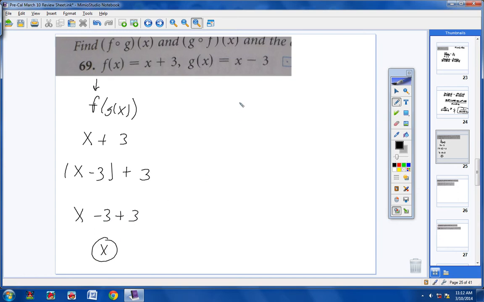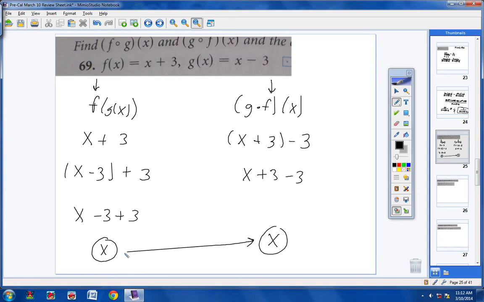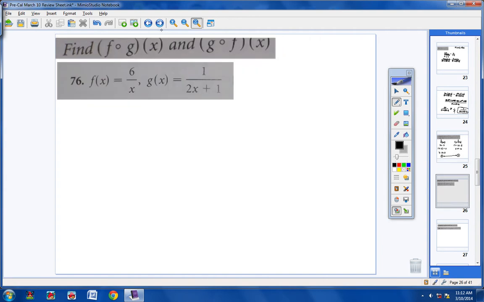Very good. Now let's do g of f of x. Notice how I wrote it in two different notations so you get used to that. Okay, my first letter is g, so I take my g function, x minus 3, and everywhere there's an x, I put a parenthesis. And then my next letter is f, so I pick up my f function and I put it inside the parentheses. And now I have x plus 3 minus 3, which is just x. That won't happen all the time. That's a coincidence, okay? All right, moving on to number 76.